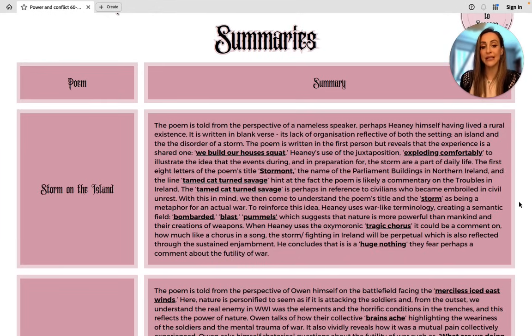The first 8 letters of the poem's title, Stormont, are actually the name of the Parliament buildings in Northern Ireland, and the line "tamed cat turned savage" hints at the fact that the poem is likely a commentary on the troubles in Ireland. The tamed cats turned savage is perhaps in reference to civilians who became embroiled in civic unrest.